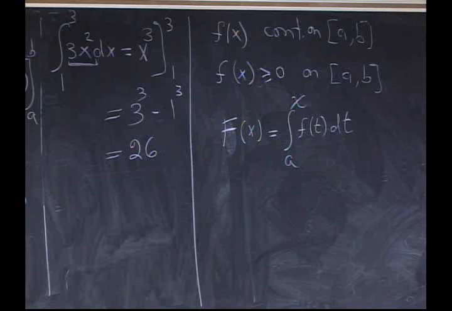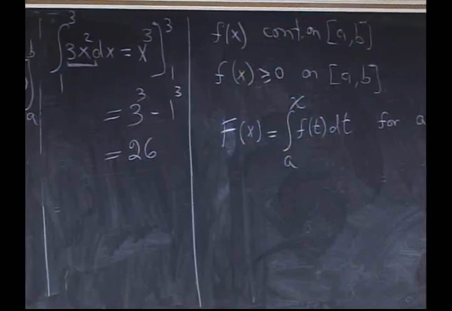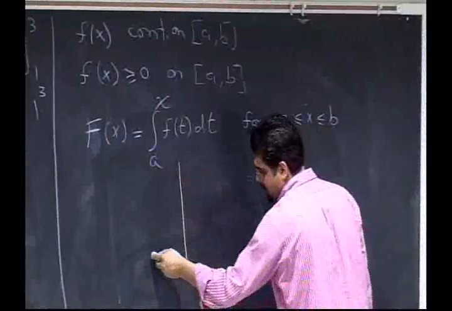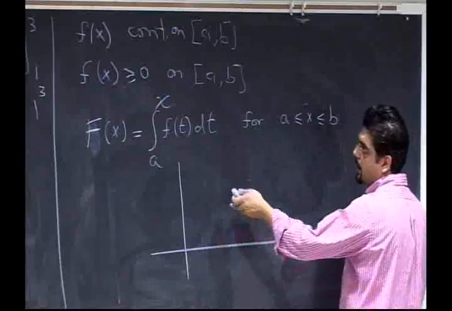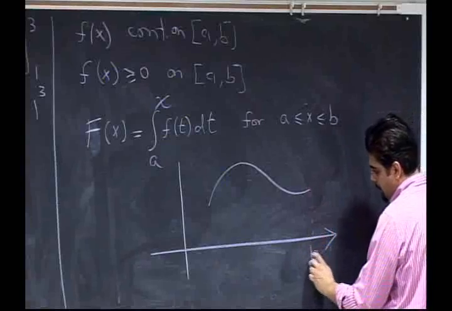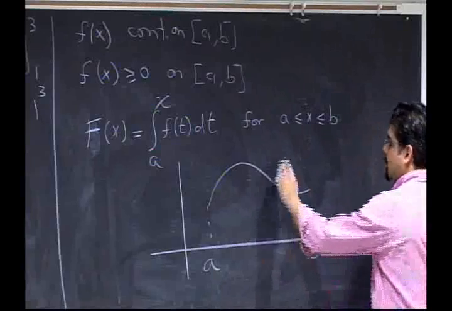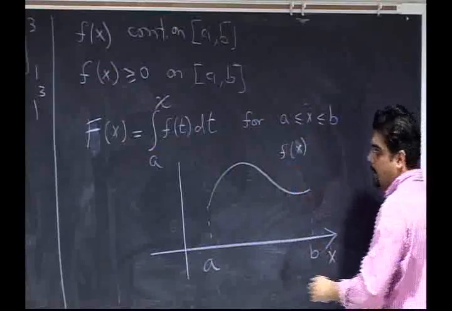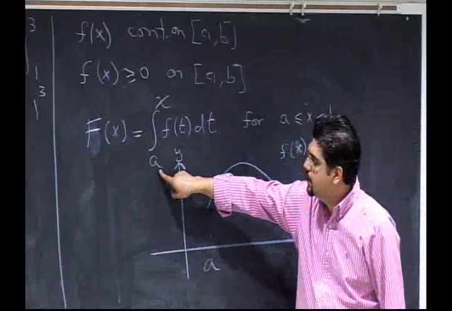Okay? And we're going to define this for x being between a and b. Let's draw a picture to see what this does. So we want to draw a function that's not negative between a and b, maybe this function here. Here's b. The question is, what does this function give us?